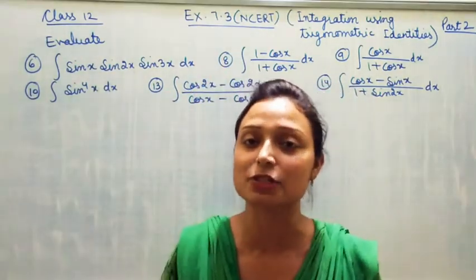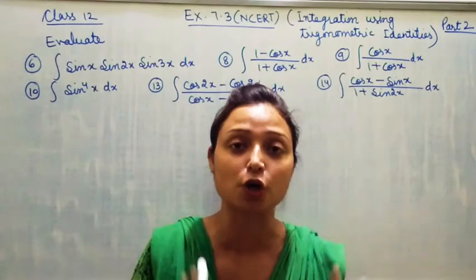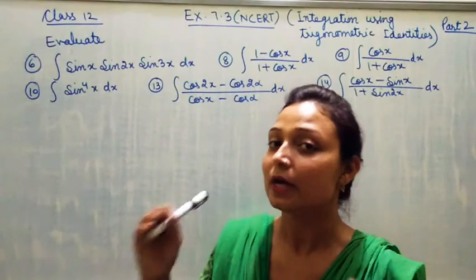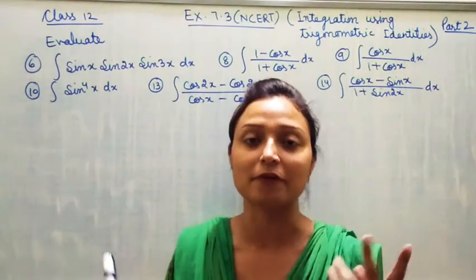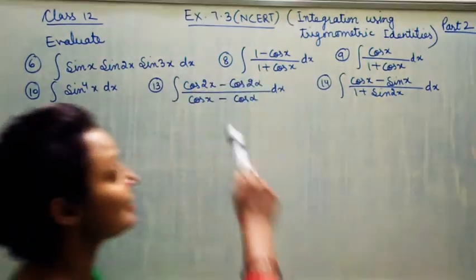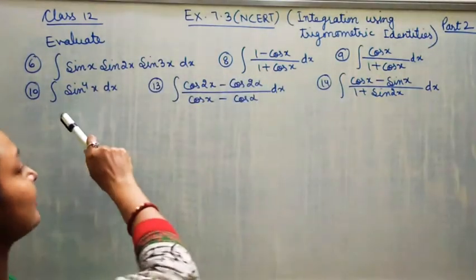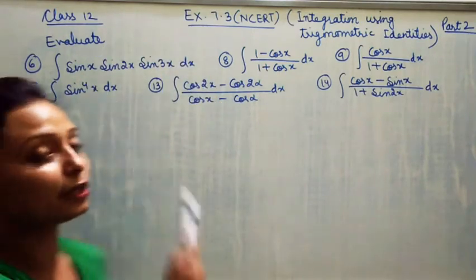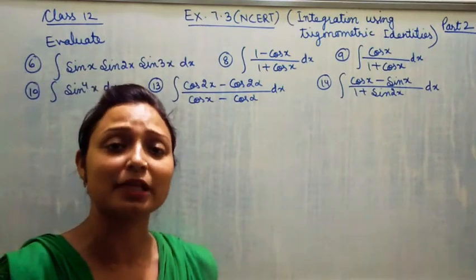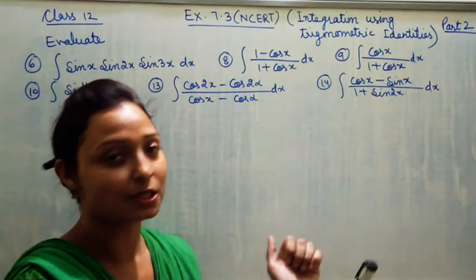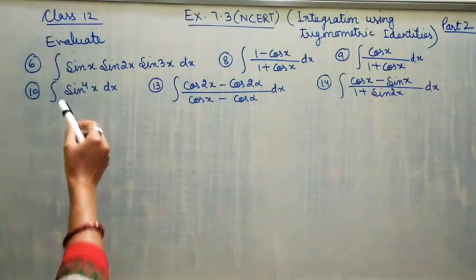It is my second lecture of this exercise that is based on integration using trigonometric identities. So I have delivered one lecture on the first 5 questions. Now I have written down question numbers 6, 8, 9, 10, 13th and 14th, because question number 7, question number 11th and 12th are the same. There is no fun in doing the same questions, so I will take the different questions. Now I will start from question number 6.